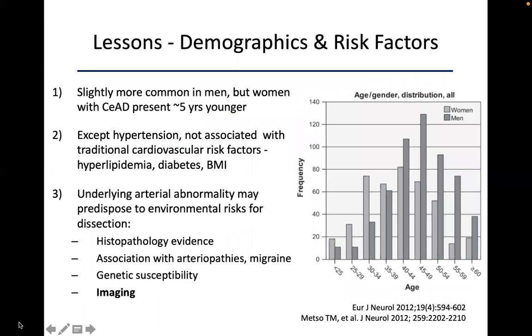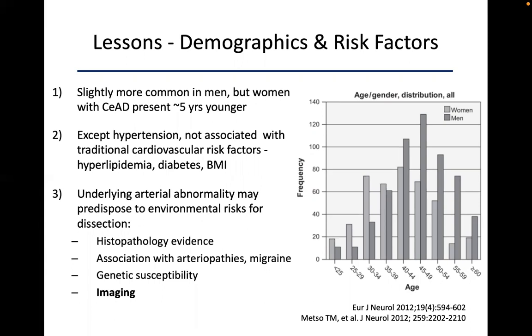In terms of what we learned from the CADIS consortium, basically, overall cervical artery dissection seems to be slightly more common in men, but when women experience cervical artery dissection, they present about 5 years younger. So you can see the age distribution in this image on the right and the frequency on the y-axis, and the light gray represents women. The peak comes about 5 years earlier than it does for men. And other than hypertension, this is not something that's associated with traditional cardiovascular risk factors like high cholesterol, diabetes, or obesity. This seems to be a completely separate entity.